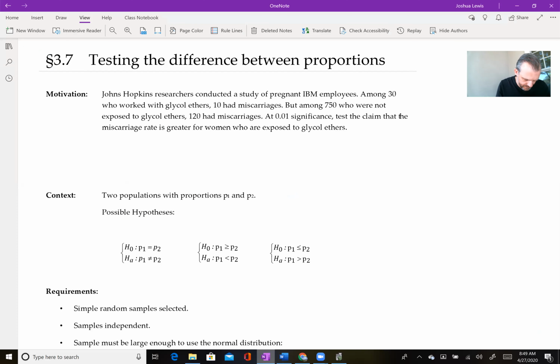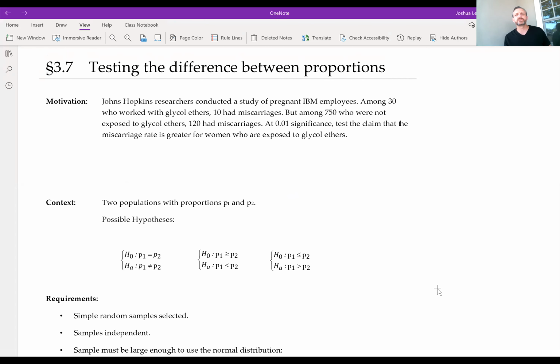Here we go. So here's a motivation problem. Johns Hopkins researchers conducted a study of pregnant IBM employees. Among 30 who worked with glycol ethers, 10 had miscarriages. Among 750 who were not exposed to the glycol ethers, 120 had miscarriages.